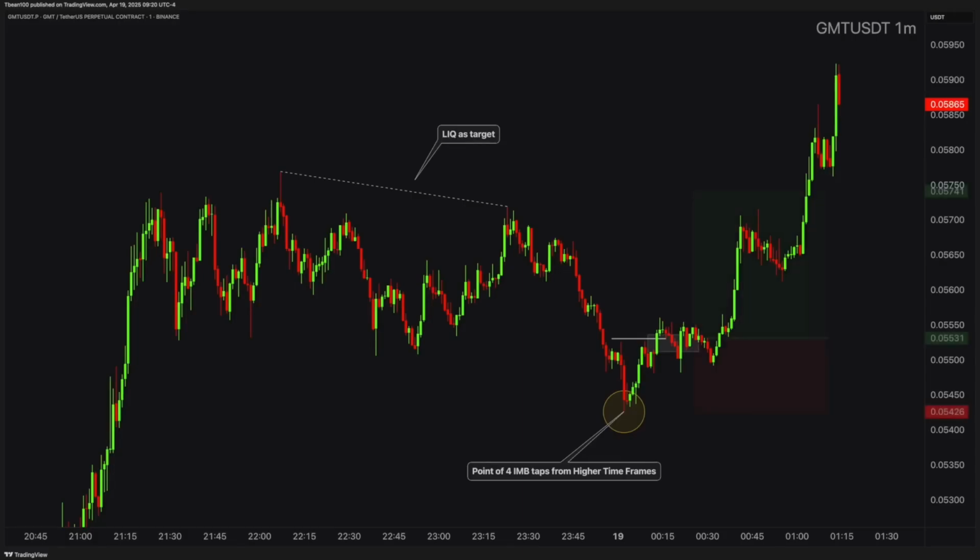In our entry location, you can notice a simple structure shift. And you can use this as your entry. Now, this is an idea of a 2-hour compact setup. But I want to discuss further.